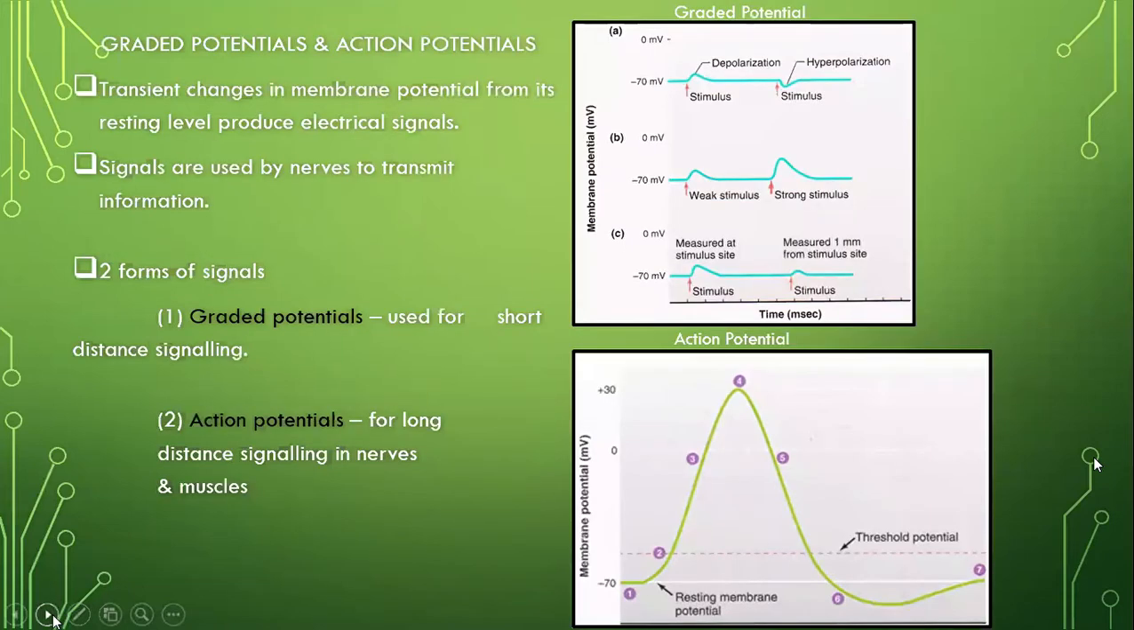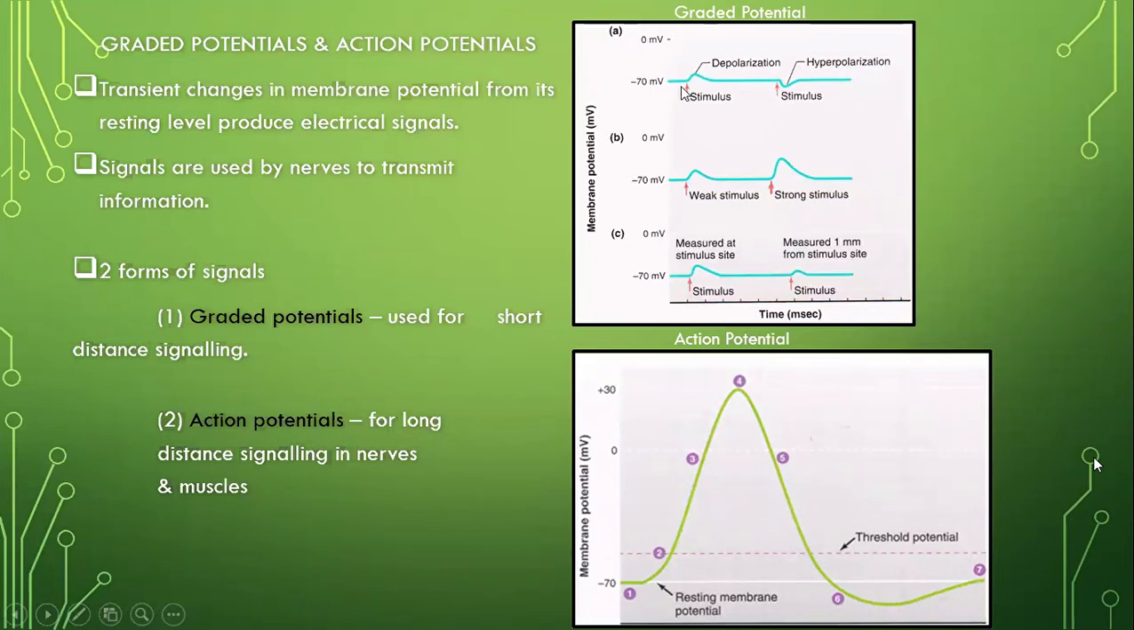You have graded potentials and action potentials. Now remember, sodium will get in, right? And potassium will get out. But potassium is more leaky, so it keeps on going out, in and out of the cell. So we have graded potentials. These are transient changes in the membrane potential from its resting level that produce electrical signals.